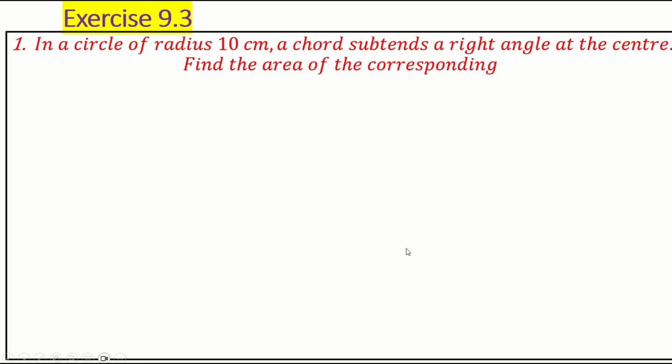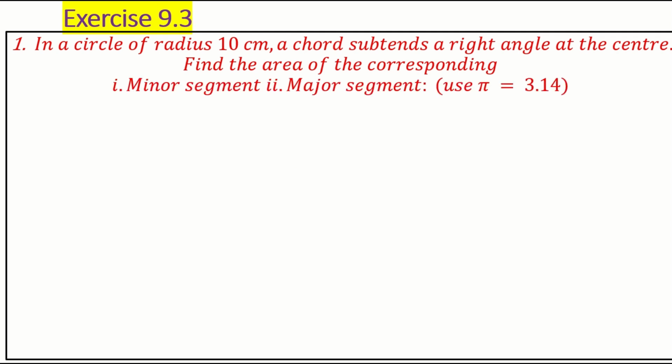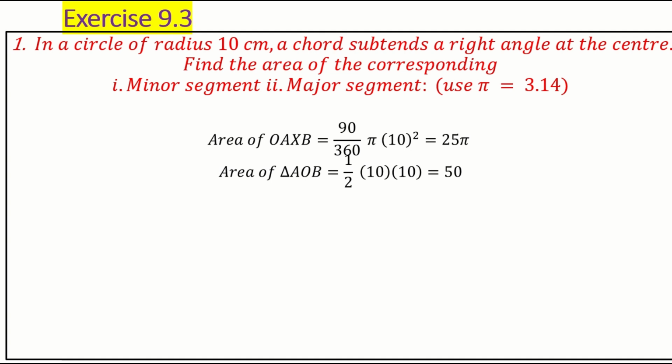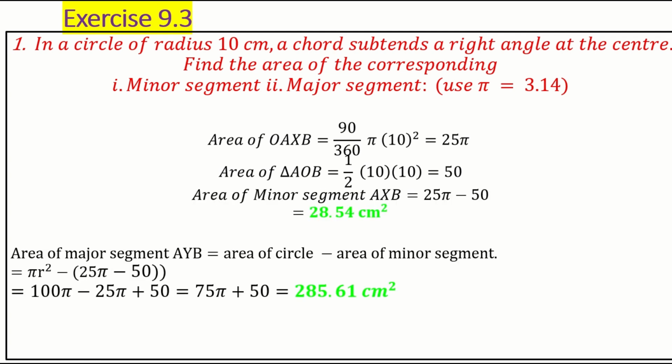Let's do exercise 9.3. Okay. In a circle of radius 10 centimeters, a chord subtends a right angle at the center. Find the area of the corresponding minor and major segments. Okay. Let's see the diagram first. Okay. Yeah. The diagram is here. Okay. AB is the chord which subtends a right angle at the center, and these two are radii, so they will be 10 and 10. Okay. From the given data. And we need to find the area of AXB and AYB.